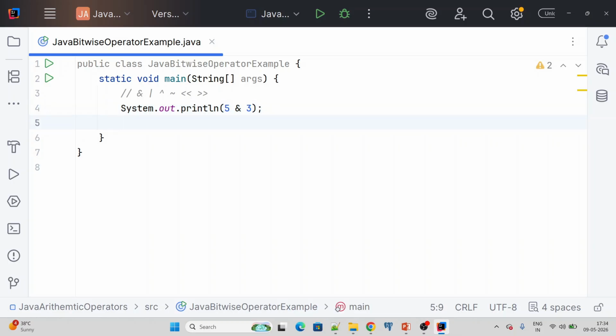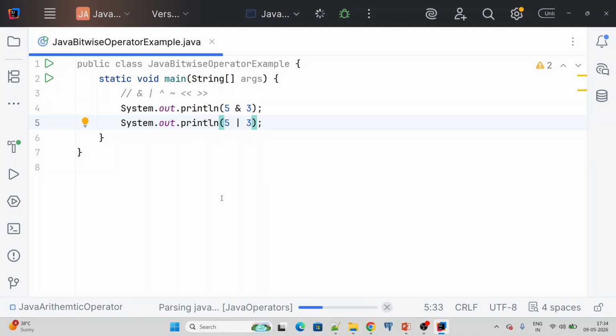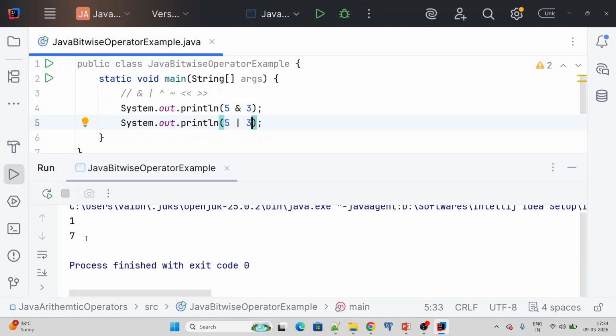Now let's move to another bitwise operator, that is the OR operator, bitwise OR. So 5 or 3. What will be the output? Any guess? Let's run and see the output. So the output is 7. How does it come?